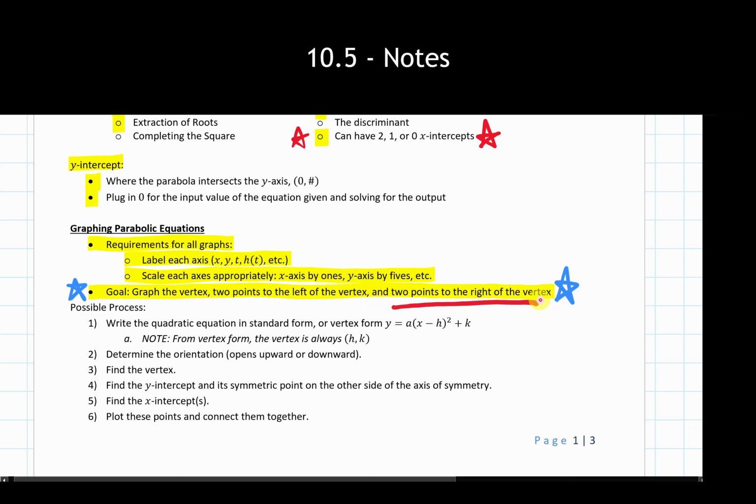They could be intercepts like we were discussing up here. Maybe they are randomly selected points. Maybe it's a y-intercept. It truly does not matter. At the end of the day, it's the vertex, 2 points to the left, 2 points to the right. The one I have listed here is just a proposed process that you could use. It's by no means a perfect one, and it's by no means going to guarantee that it will always make these 5 points that we're looking for very easy to find, but it is something that you can use.